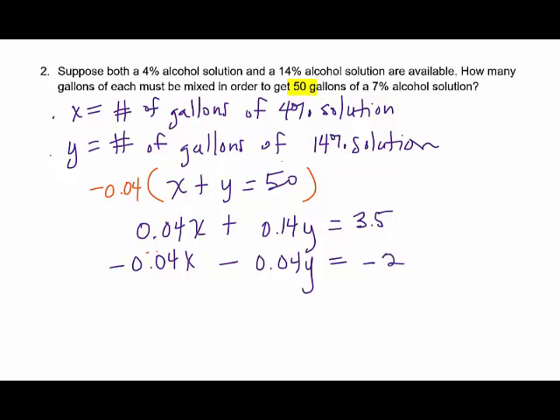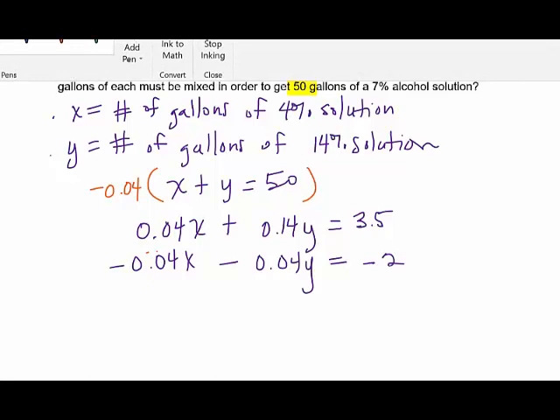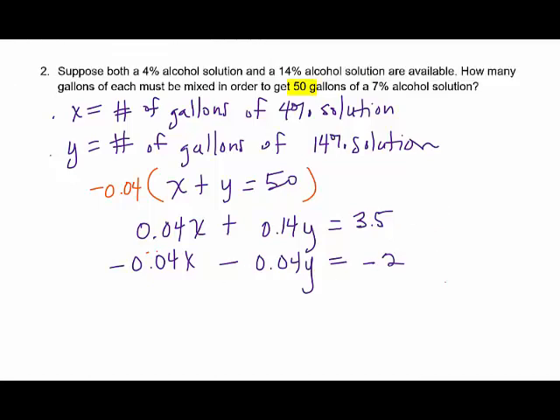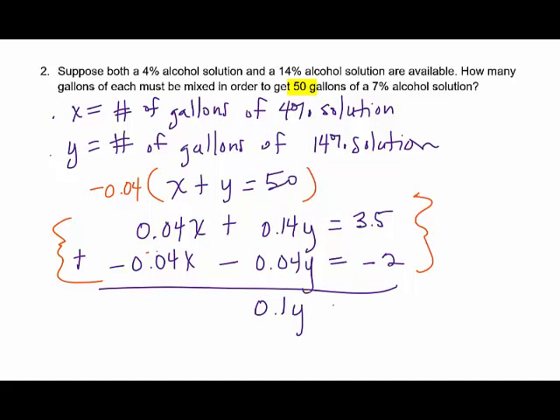And now take a look at these two equations. We can add them together. Okay, where the x's will cancel out, 0.14y plus negative 0.04y, that's just positive 0.1y, is equal to 3.5 plus negative 2, or 1.5. And then divide both sides by 0.1, and so we get y equals 1.5 divided by 0.1, which is really just 15.